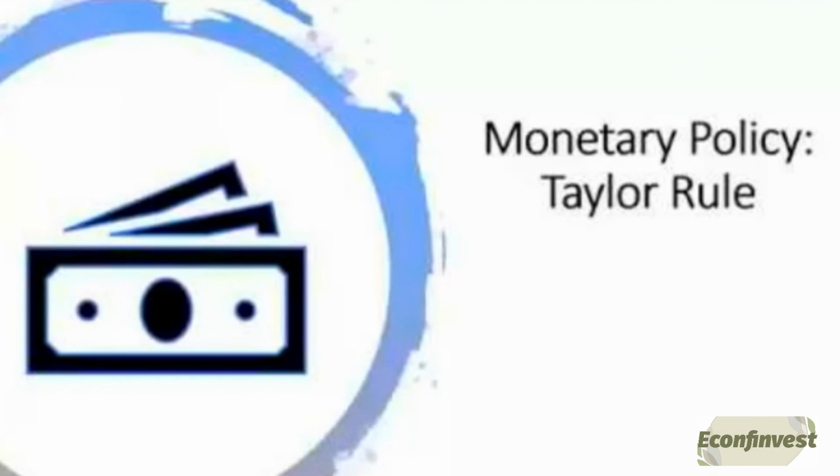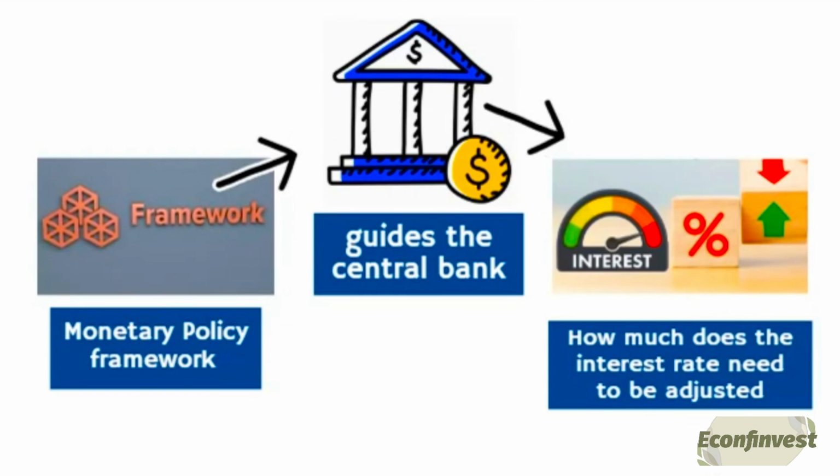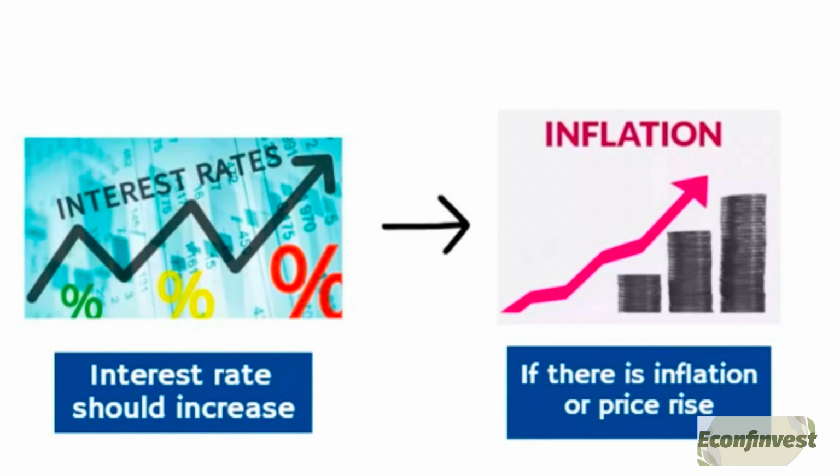Monetary policy Taylor rule. Taylor rule is a monetary policy framework that guides the central bank on how much interest rates should be adjusted. Taylor rule states that interest rates should be increased if inflation occurs, because if interest rates are raised, people will deposit their cash in banks to earn higher interest rates. This will reduce the money supply in the economy. Inflation occurs when demand exceeds supply. Demand is high when people have more money. Therefore, if people have less money, demand will decrease. Demand will equal supply. Raising interest rates will reduce inflation.